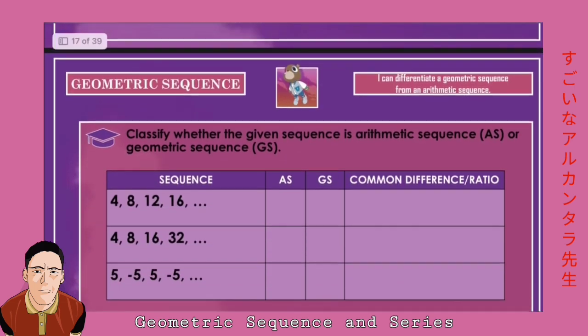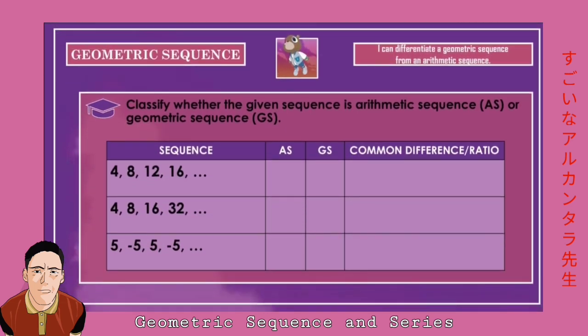Now let's continue. Let's have some examples. So let's try to classify if it's an arithmetic sequence or geometric. So for example, we have 4, 8, 12, 16. Now in this case, you can notice already that the common difference here is positive 4. So that is the common difference. We use letter d again for common difference. So this is an arithmetic sequence.